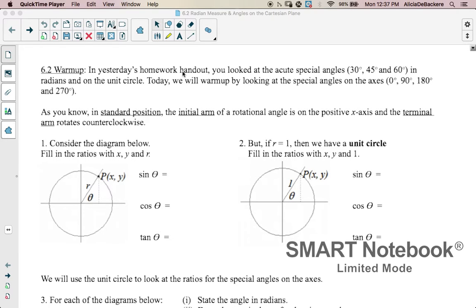Okay, welcome to lesson 6.2 on radian measure and angles on the Cartesian plane. We're going to start today again with another warm-up.